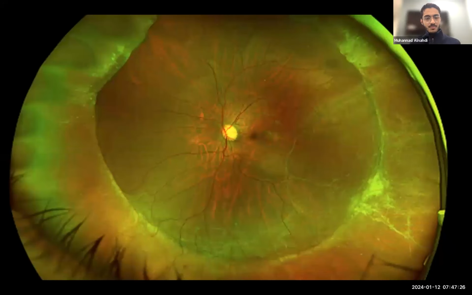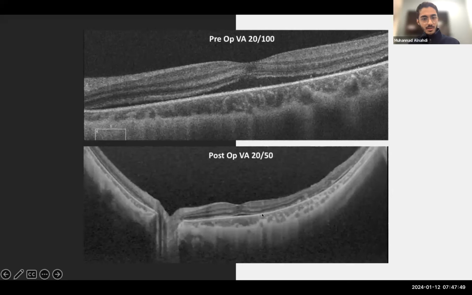So here's the Optos post-op picture showing the band and the areas of the retinal scar where cryopexy was applied. And there is the OCT postoperatively showing improvement of the subretinal fluid and reattachment of the retina with the residual subfoveal fluid. The visual acuity improved to 20/50 postoperatively.